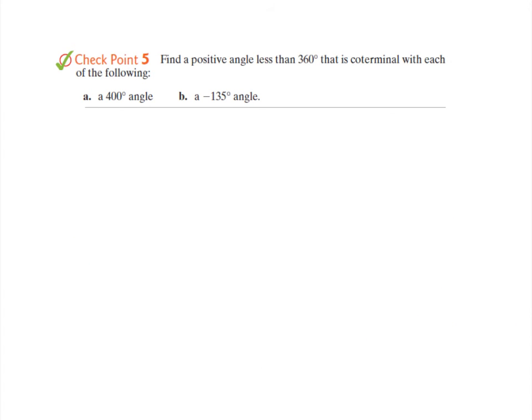So for checkpoint 5, please find 2 angles, one being coterminal to 400 and the other one being coterminal to negative 135. When you unpause the video, you will see the solutions.